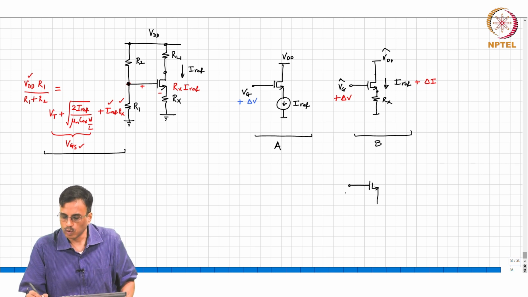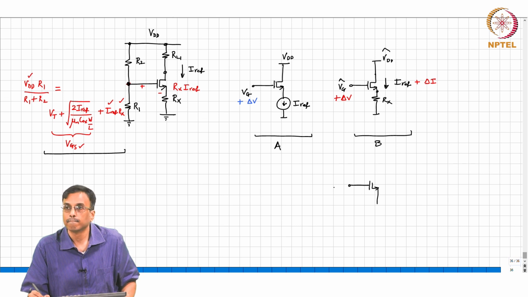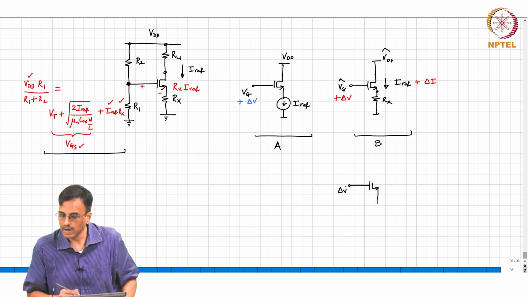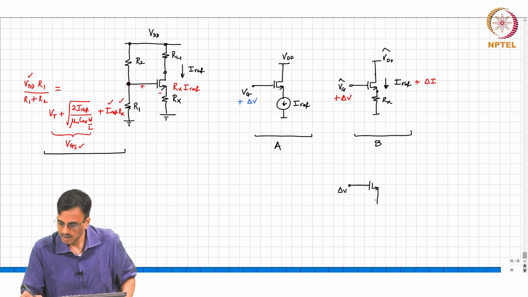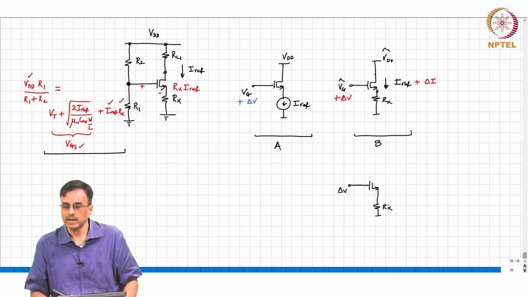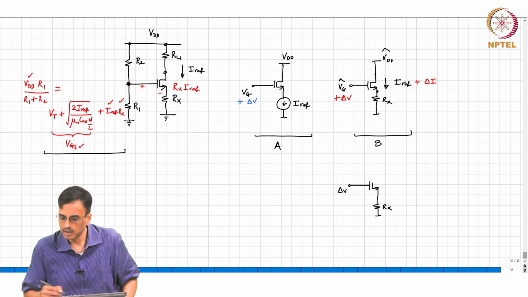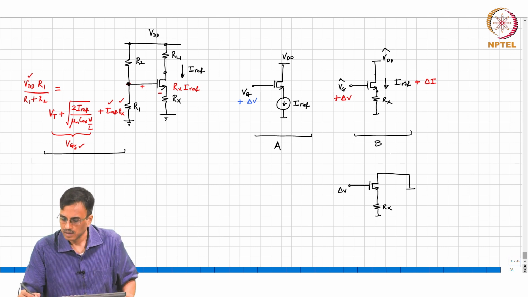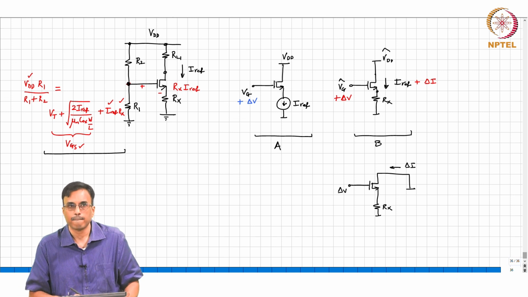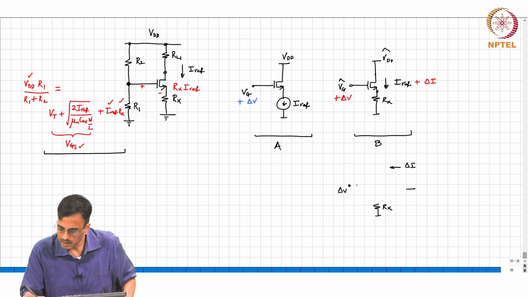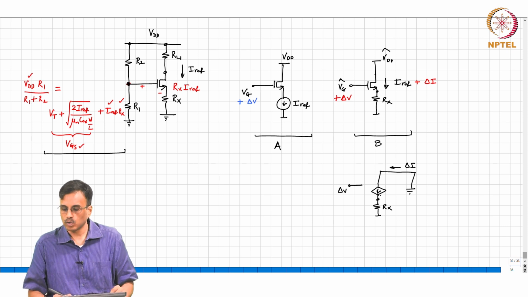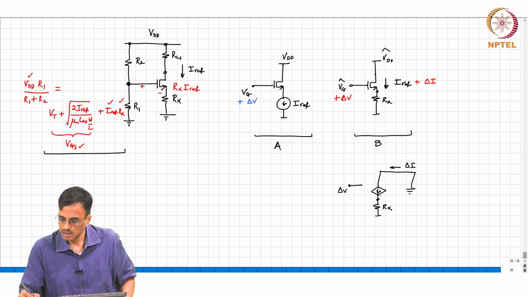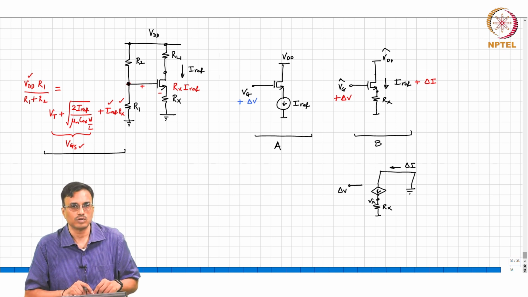So in the small signal equivalent, what should we have at the gate? We should have delta V, very good. What do we have in the source? What should we have for the drain? Ground, very good. And what should we have as the drain current? Delta I. Now we replace the transistor by its incremental equivalent. What is the control source? Let us call that Vx. What is the control source?